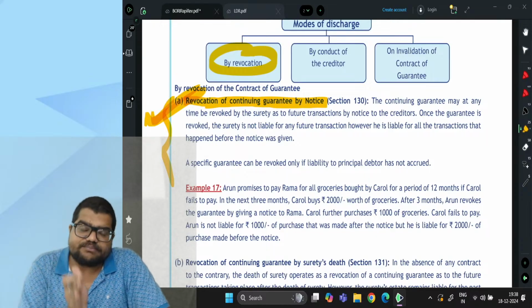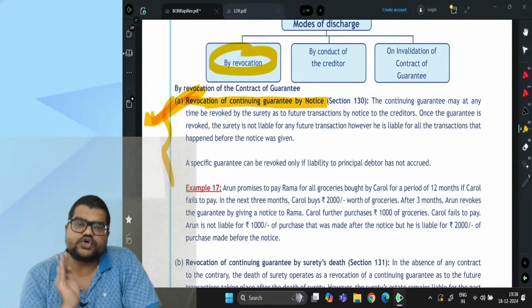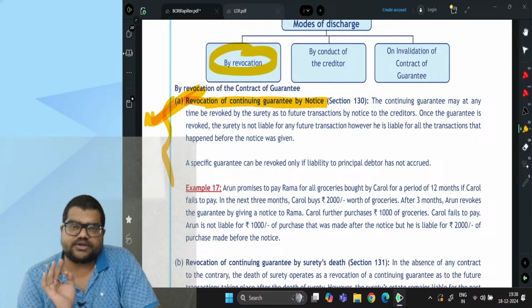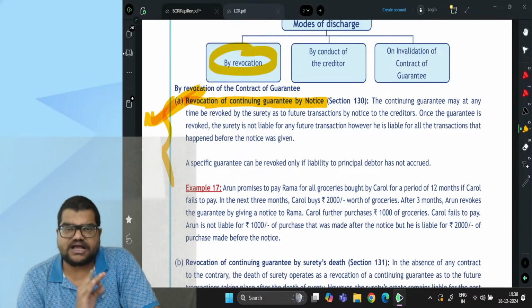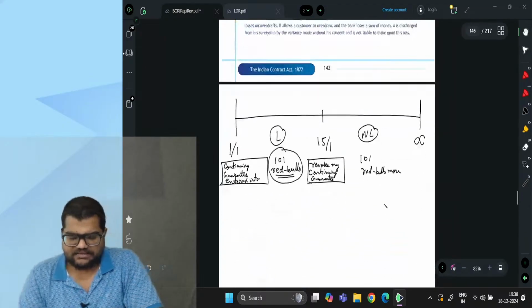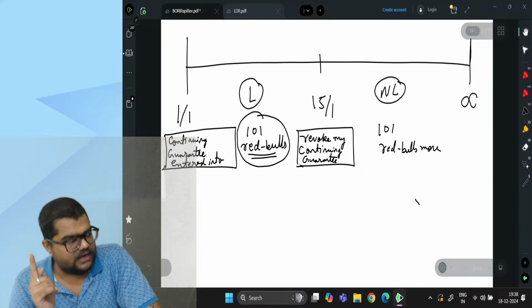So this is basically what we discussed. By the time you revoke a continuing guarantee, for all the transactions that have happened, you are liable to pay for it. But once you have revoked the continuing guarantee, you as a surety are no more liable. And the first topic is done. Let's come to the second topic.